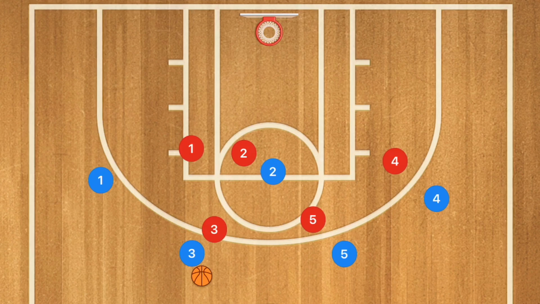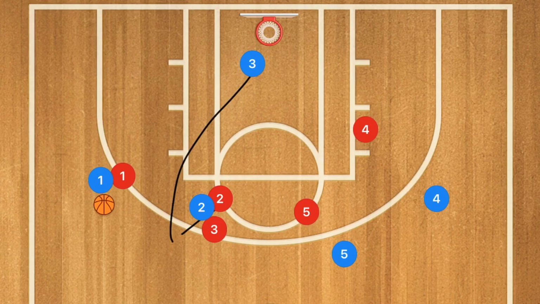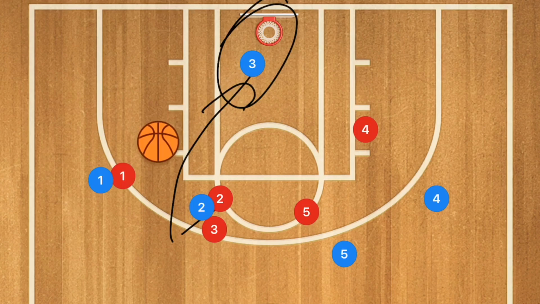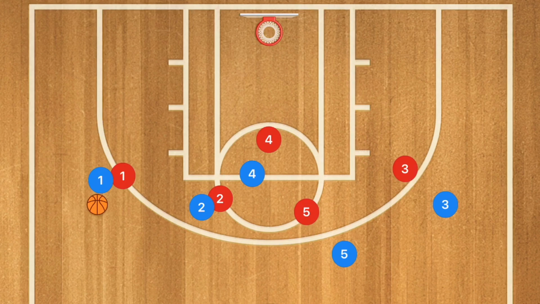At this time, we're going to have player 3 pass to player 1. And now we're going to have player 2 setting that back screen on player 3. Player 3 cuts. If he's open, hit him up with that layup. If he is not open, then player 4 is going to be filling the high post. Player 3 is going to then be popping out.